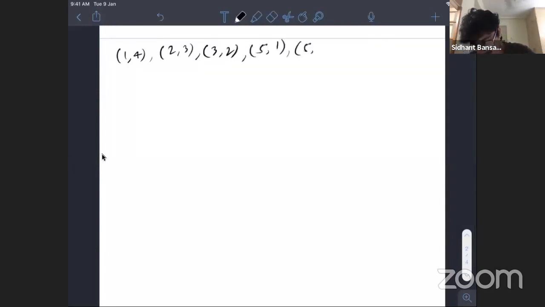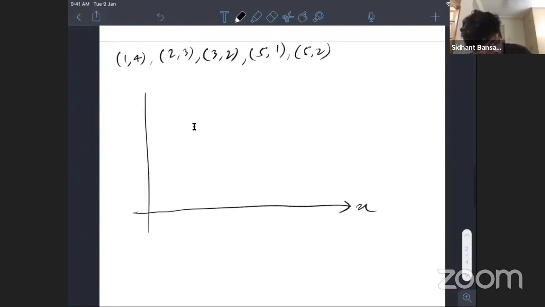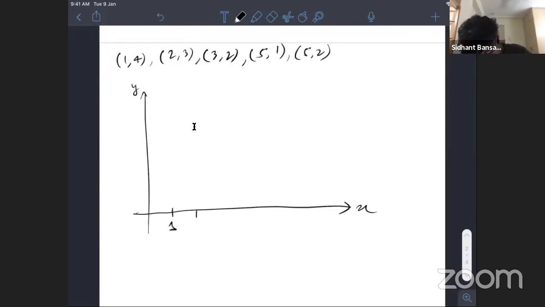Let's work out the sample first. This is our x-axis, this is our y-axis. Let's try to plot all those points. So 1, 2, 3, 4, 5, and dot dot dot. Here also 1, 2, 3, 4, 5, and dot dot dot.